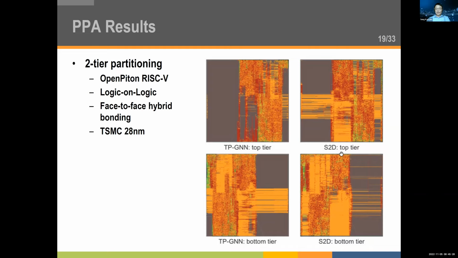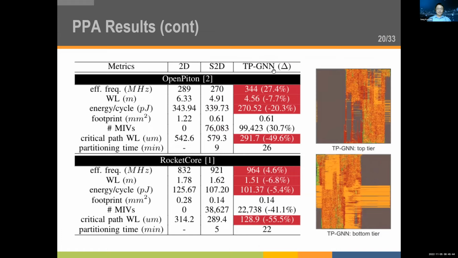So that's basically bin-based FM. What you see on the right is human, right? And what you see on the left is machine learning-based tier partitioning. So here is the verdict. Now we can just focus on the top half. The bottom half is other circuit. Effective frequency.